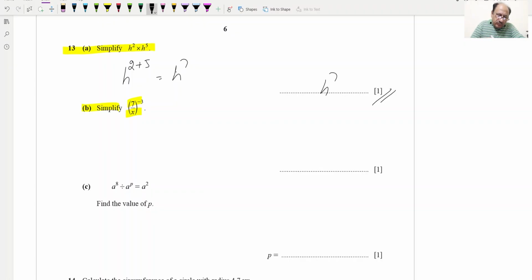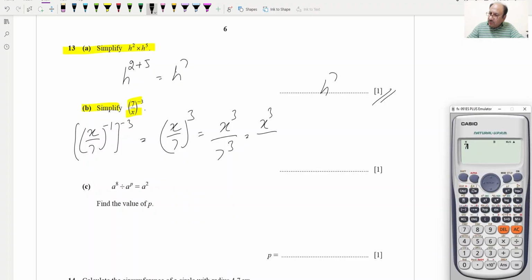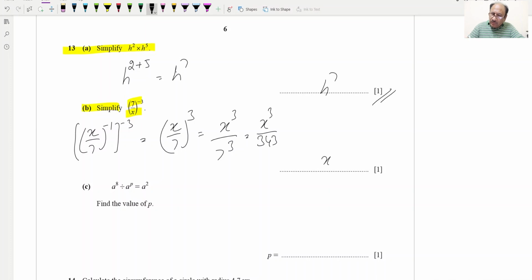To simplify this, we can take reciprocal of 7 over x and write minus 1 power, and this will be minus 3, and these two will be multiplied, so it will be equal to x by 7 raised to the power 3, minus and minus making plus, so this will be x cubed over 7 cubed, and 7 raised to the power 3 will be equal to 343, and our answer will be x cubed over 343, and this is for 1 mark.